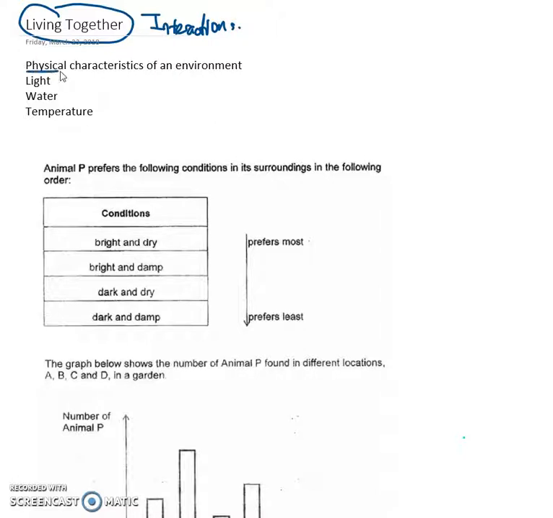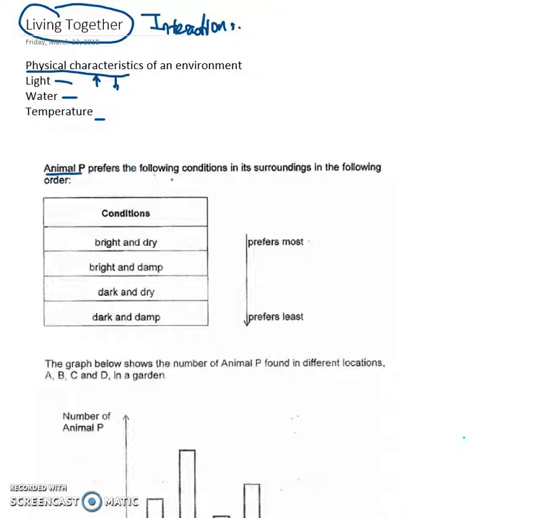So there are some physical characteristics of an environment that you will need to know. So first of all, light, whether there is a lot of light or whether there is very little light. Some animals prefer a lot, some animals prefer very little. The other thing is water, so same thing. Some animals prefer very damp places, some animals prefer very dry places. The last one is temperature. Some animals prefer cool, some animals prefer very warm places. So let's take a look at this example.